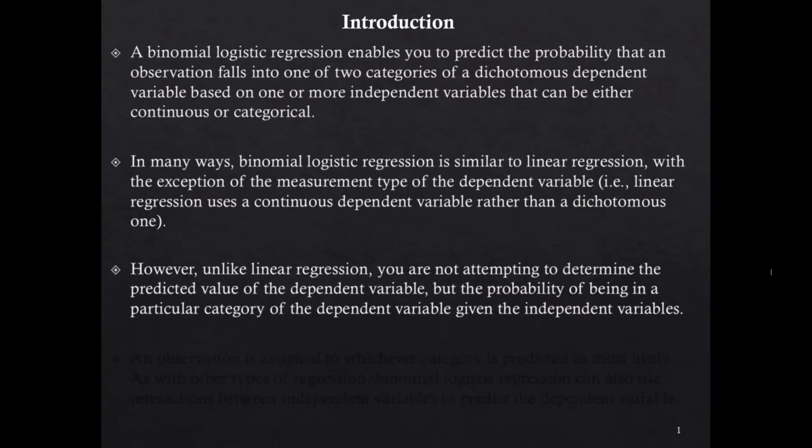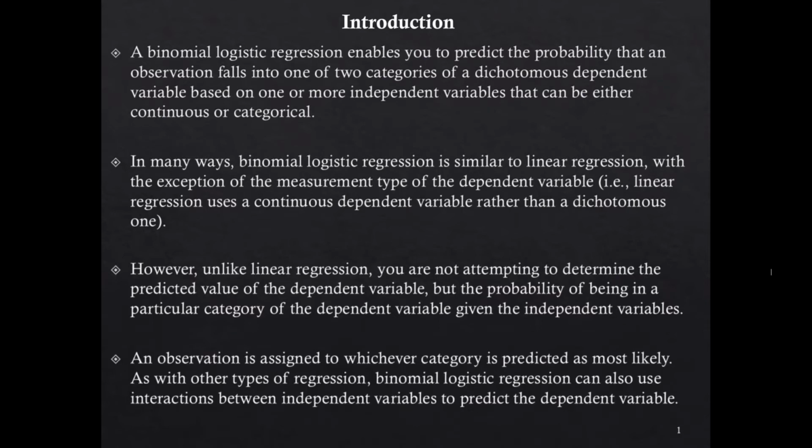However, unlike linear regression, you are not attempting to determine the predicted value of the dependent variable, but rather the probability of being in a particular category of the dependent variable given the independent variables. An observation is assigned to whichever category is predicted as most likely. As with other types of regression, binomial logistic regression can also use interactions between independent variables to predict the dependent variable.